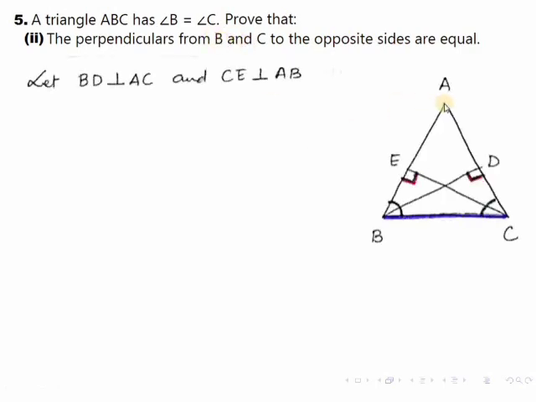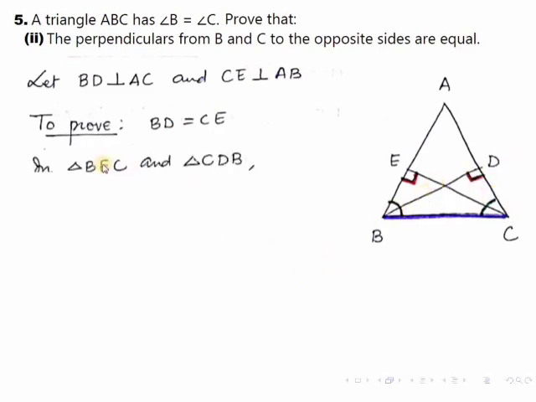So ABC is a triangle. From B you draw a perpendicular, let's say BD is that perpendicular. And from C also you are drawing a perpendicular, so name the perpendicular CE. So BD is perpendicular to AC and CE is perpendicular to AB. You remember angle B and angle C are given to be equal. Now we need to prove that the lengths of these perpendiculars are also equal.